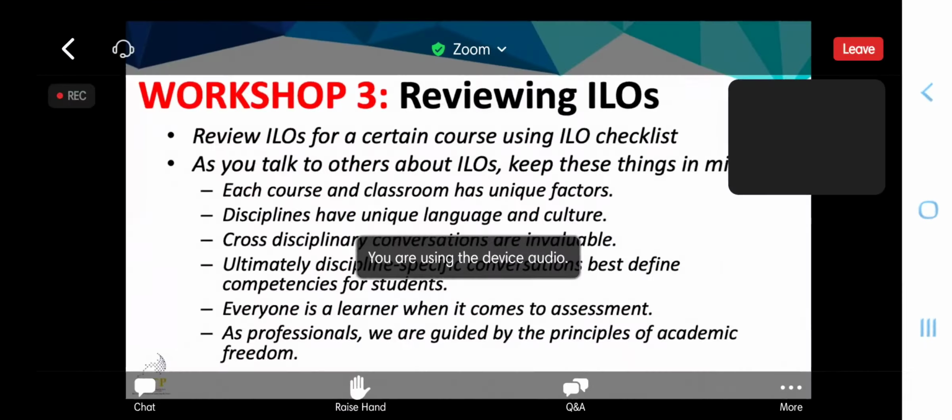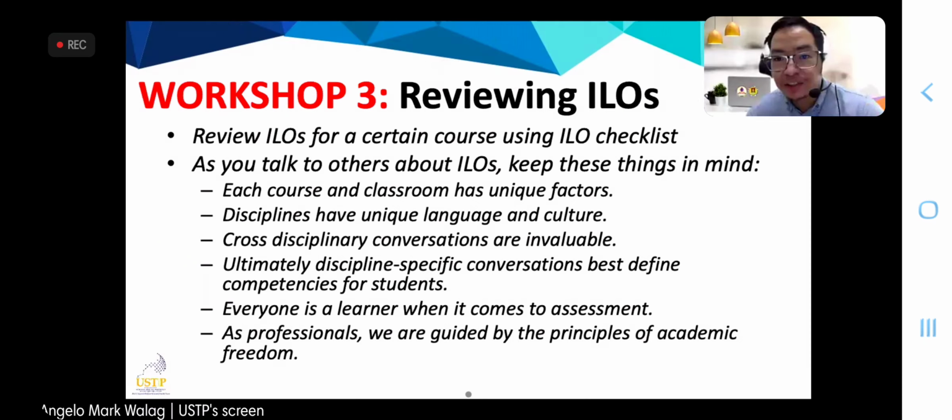Team teaching, like for example, two or three teachers are teaching the same course. So I believe it's good. It's mentioned here in this ILO checklist. It's just a simple yes or no.